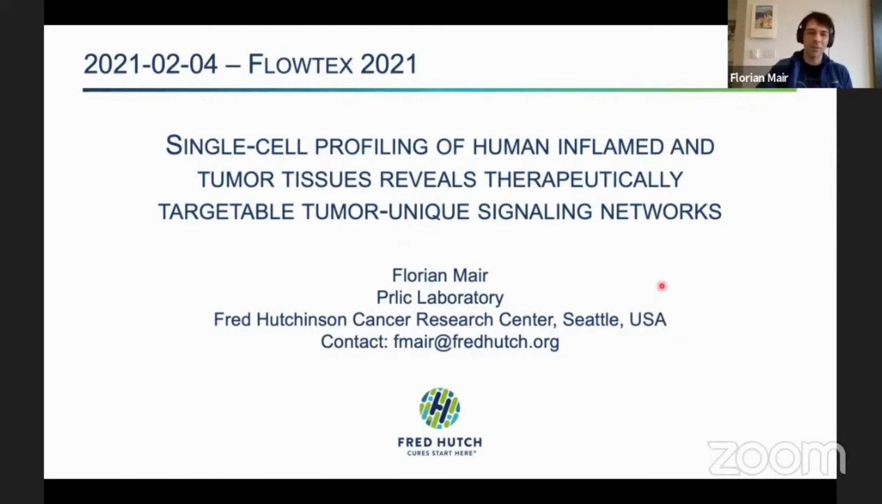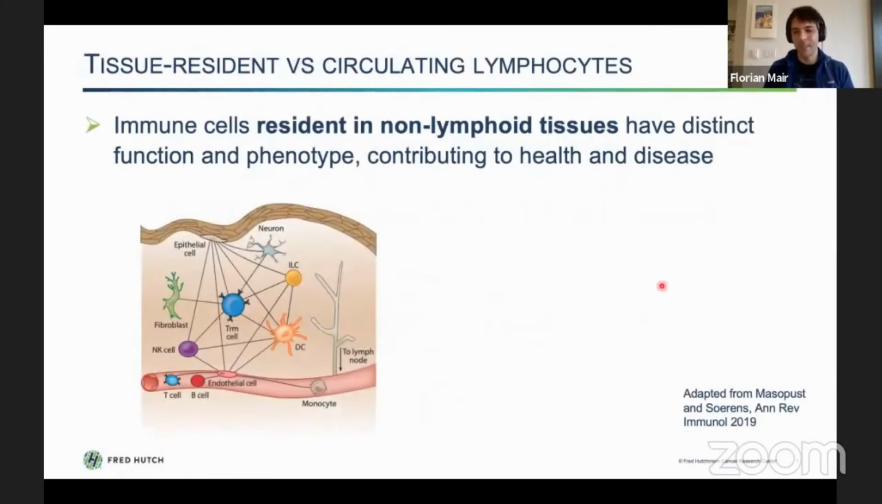I'll start off with a brief introduction into the biology of immune cells that are resident in human tissues. If you're studying the human immune system, for a long time people have focused on the blood because it was easily accessible, and it was also thought to represent the state of the immune system.